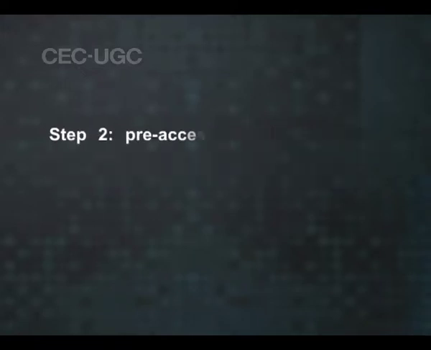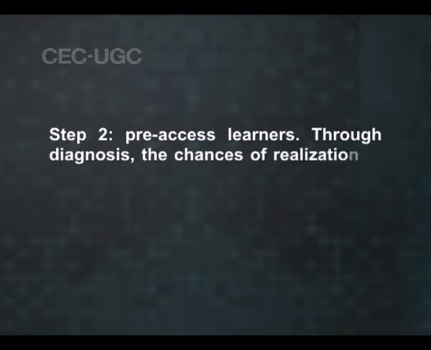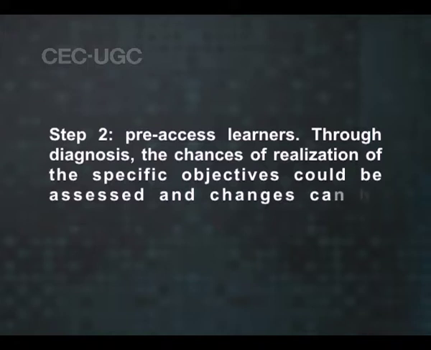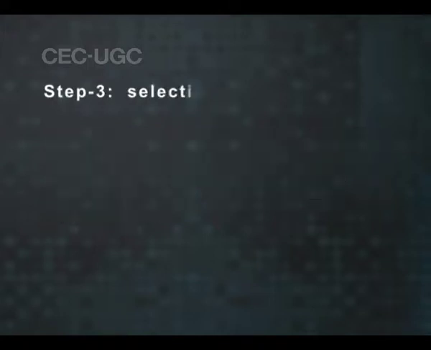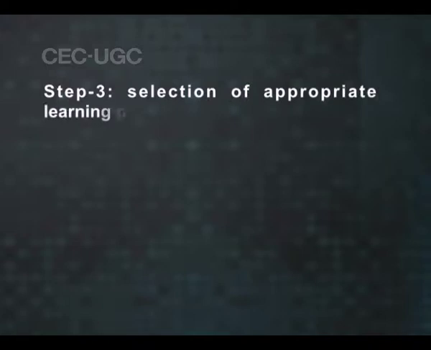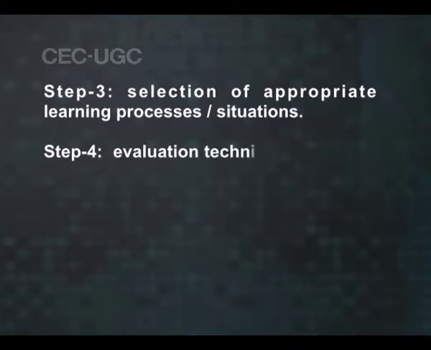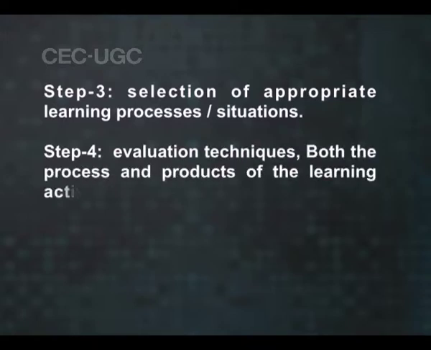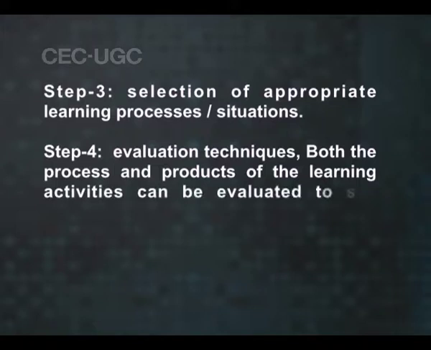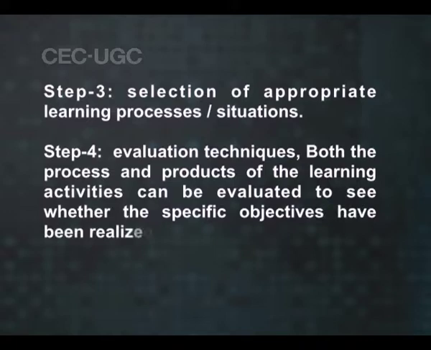Step 2, pre-assess learners. Through diagnosis, the chances of realization of the specific objectives could be assessed and changes can be incorporated. Step 3, selection of appropriate learning processes or situations. Step 4, evaluation techniques. Both the process and product of the learning activities can be evaluated to see whether the specific objectives have been realized.